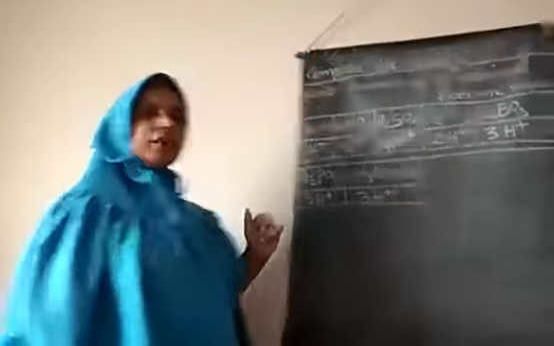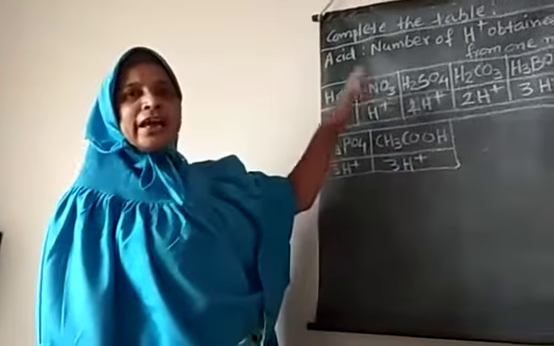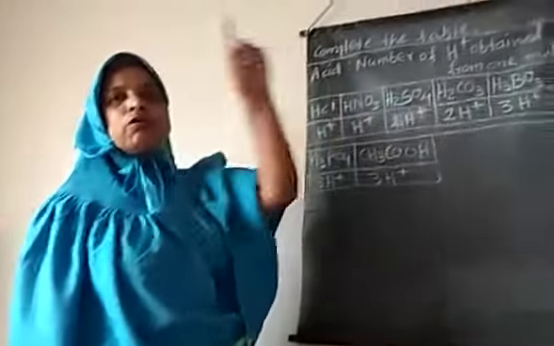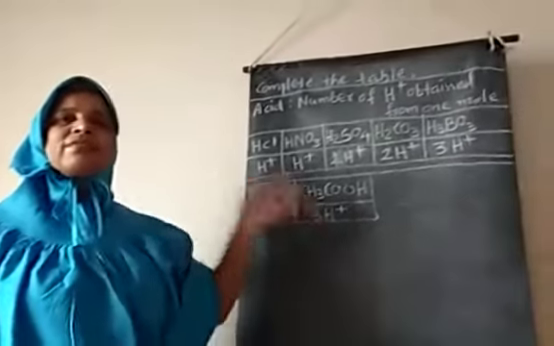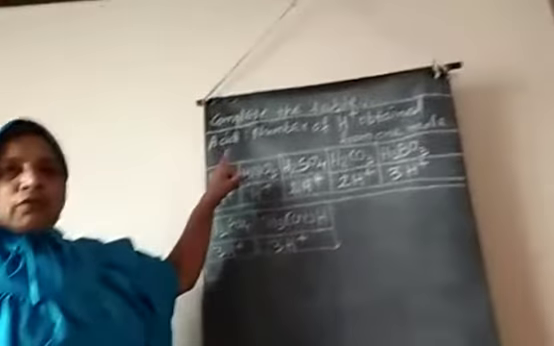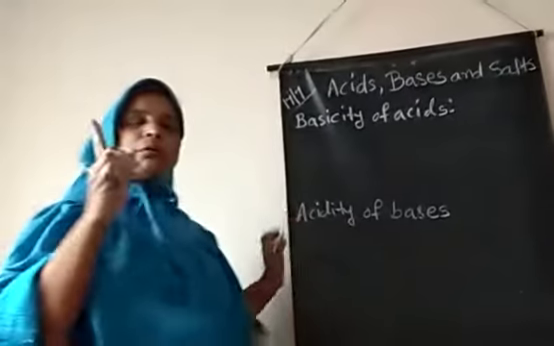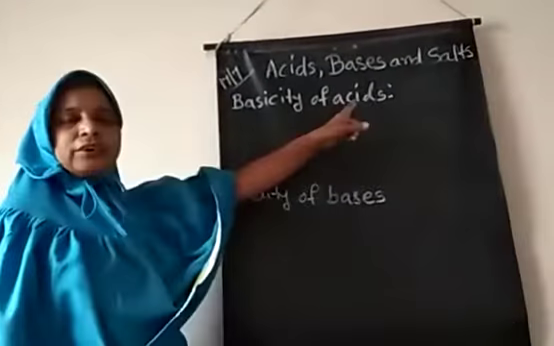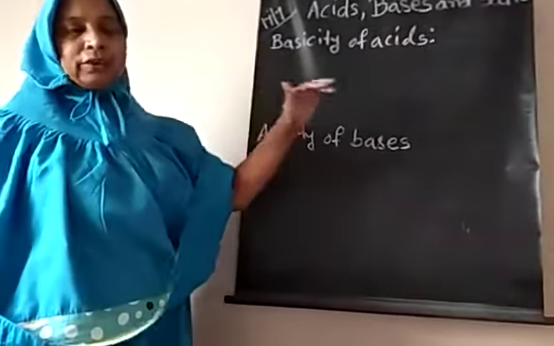So now what is the meaning of basicity? The number of H plus ions obtained from one molecule of acid is known as basicity of acid.